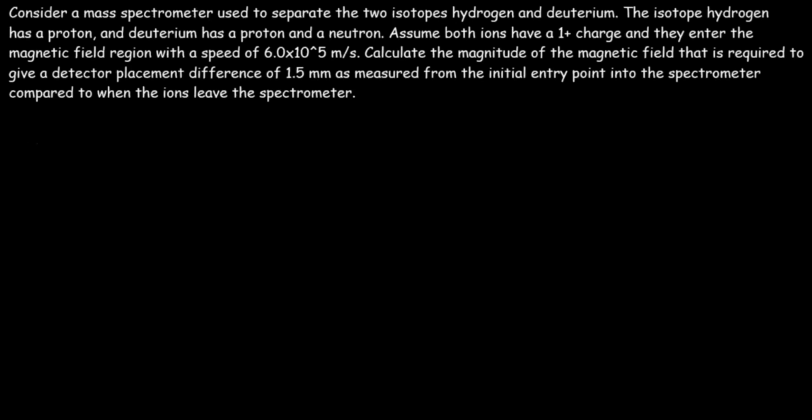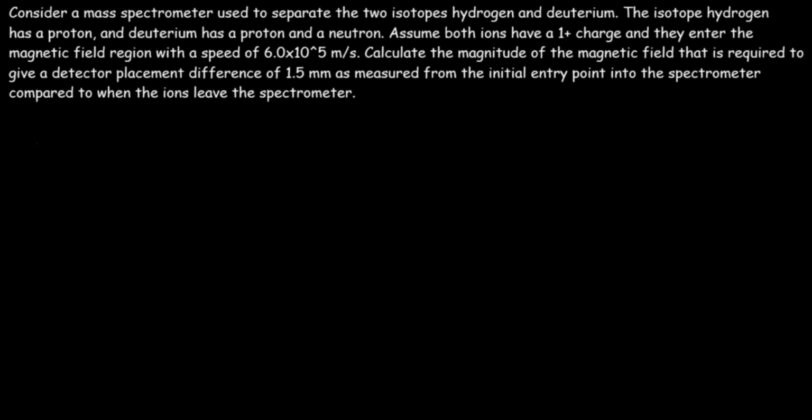Consider a mass spectrometer used to separate the two isotopes hydrogen and deuterium. The isotope hydrogen has a proton, and deuterium has a proton and a neutron. Assume both ions have a 1+ charge, and they enter the magnetic field region with a speed of 6.0 times 10 to the power of 5 meters per second. Calculate the magnitude of the magnetic field that is required to give a detector placement difference of 1.5 millimeters as measured from the initial entry point into the spectrometer compared to when the ions leave the spectrometer.